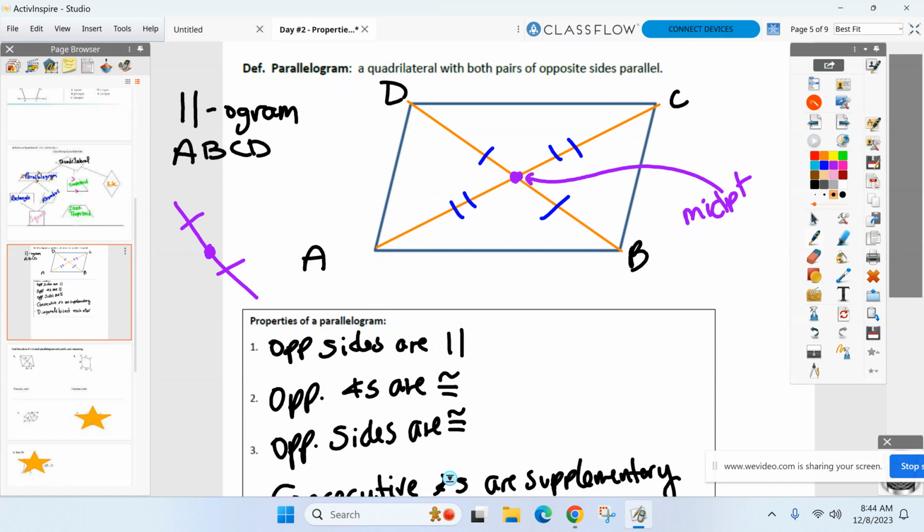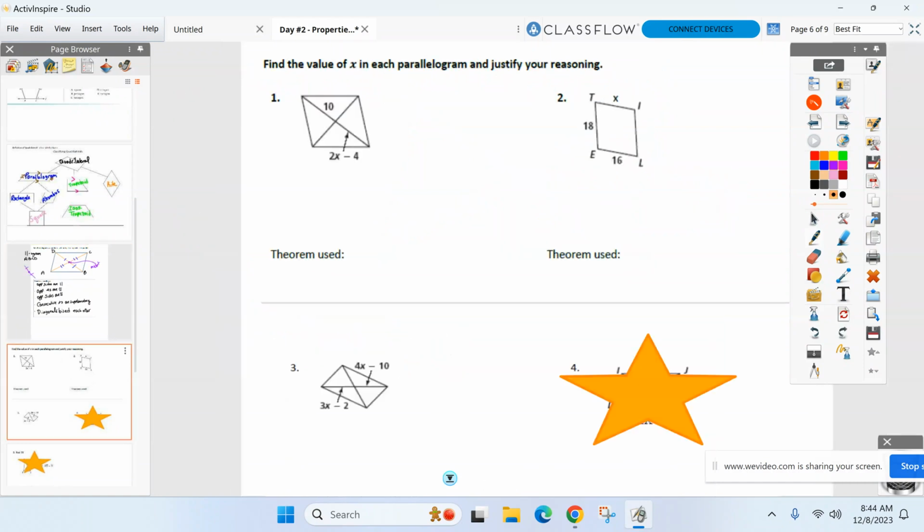I think you'll need your calculators yet, but we're going to do no proofs yet. That'll be Monday. We're going to do algebra questions right now. On question number 1, I have a 10 and I have a 2x minus 4. What are we going to do with them? And then I'm going to ask somebody why. All right, I need to solve for x. So what do you want me to do with the 10 and the 2x minus 4?